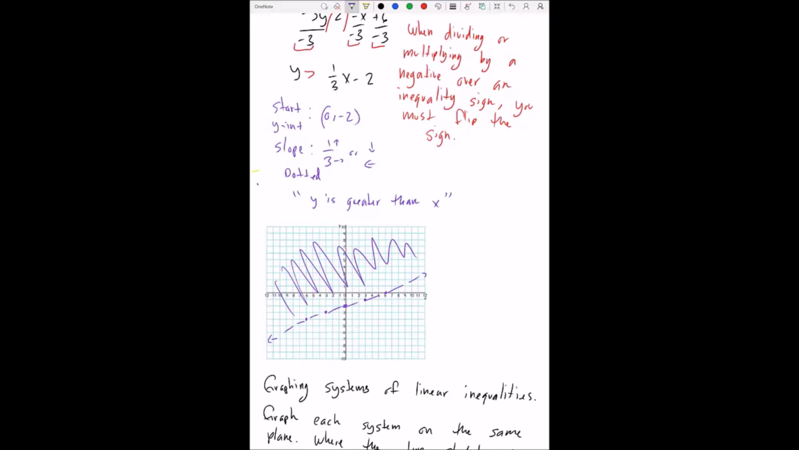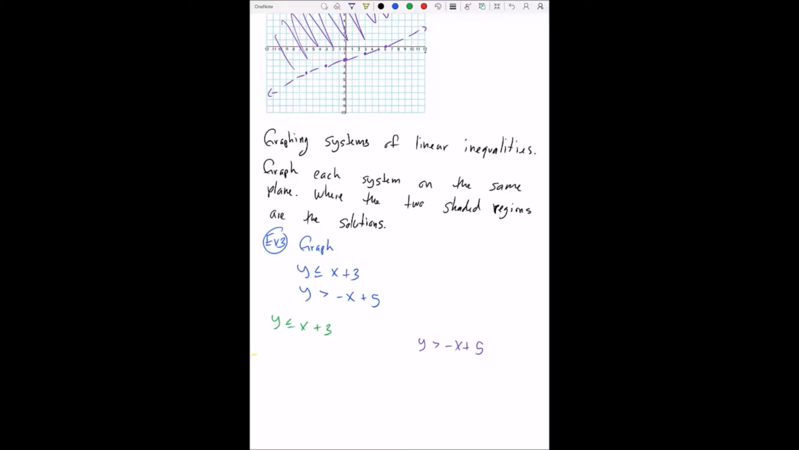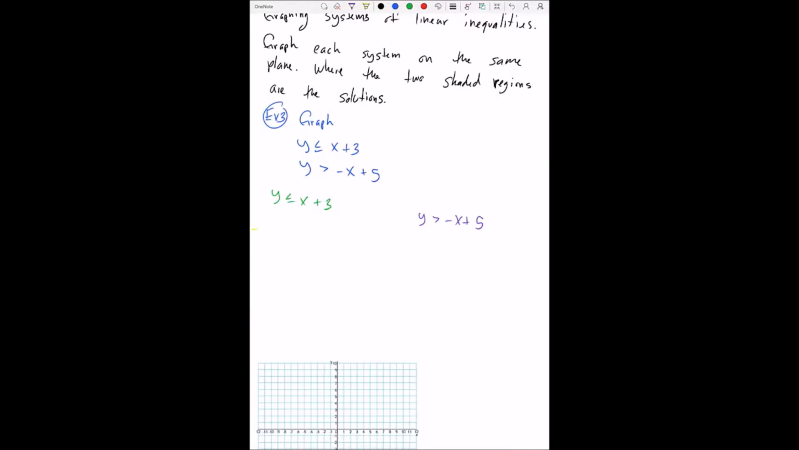Now let's graph a system of linear inequalities. To graph systems of linear inequalities, we graph each one on the same plane, where the two shaded regions are the solutions. Just like a system of linear equations, we graph both on one single plane, and where the two shaded regions meet are the solutions. You can pick a point from the shaded region and it'll work for both inequalities. Just like before, we need to figure out the slope, the y-intercept, which is the start, if it's dotted or solid, and then read the inequality to determine where we're going to shade.